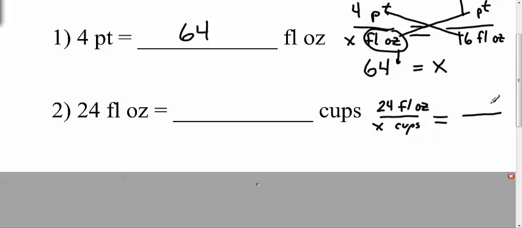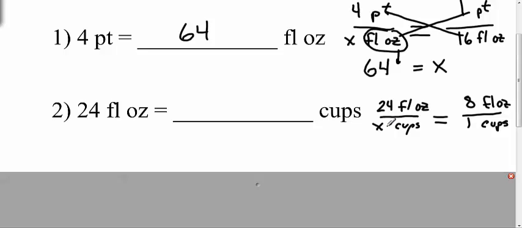And in the other ratio, we need to keep the units in the same order. So it's going to be fluid ounces on top and cups on bottom. So if we want to write the units in there first, we could. And in this problem, we know that for fluid ounces and cups, we know 1 cup is 8 fluid ounces.